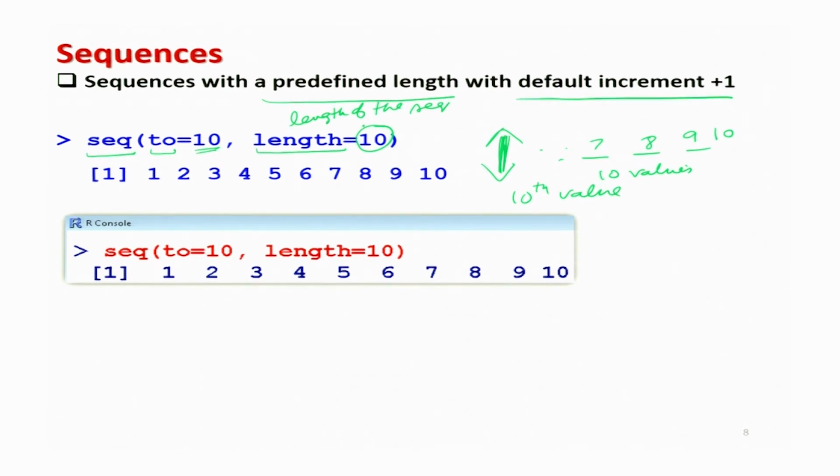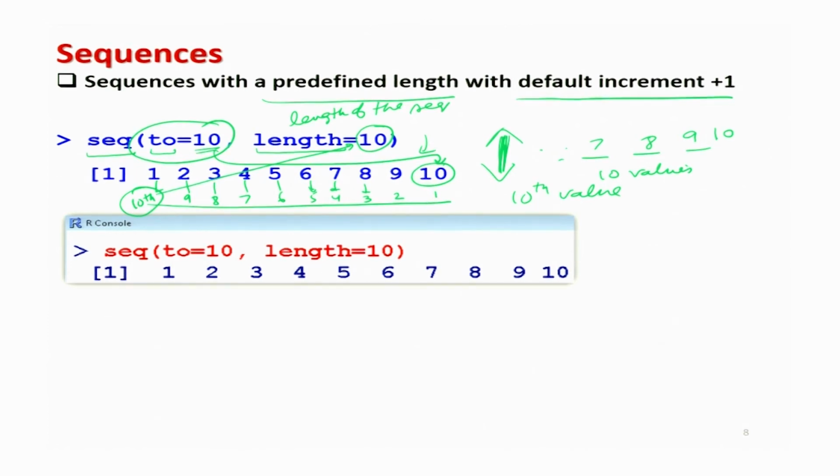As soon as you execute, you will get this type of outcome. If you look at the last point, it is this 10, and then you come here: this is my first value, this is my second value, third, fourth, fifth, this is 6, 7, 8, 9, and this is my 10th value. So this 10 corresponds to the length of the vector or the length of the sequence.